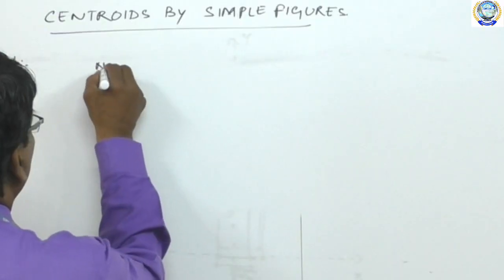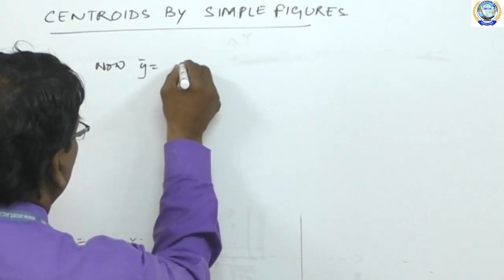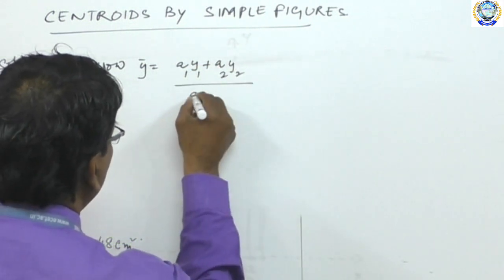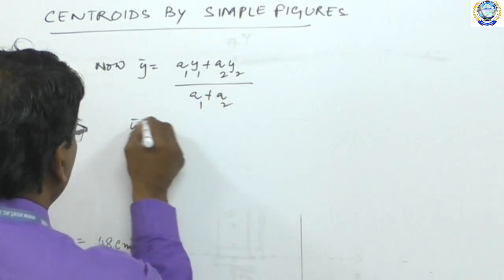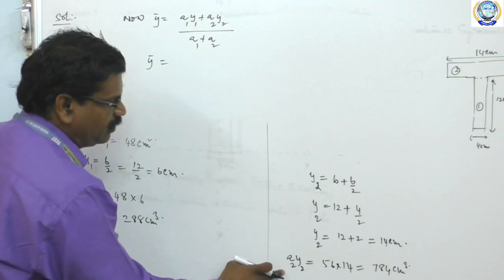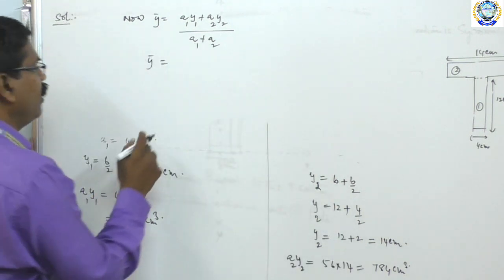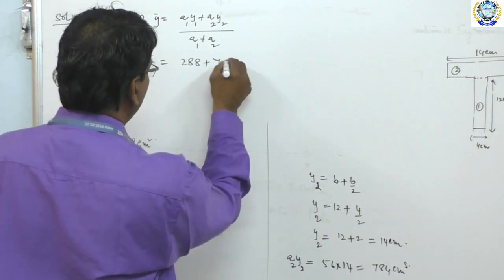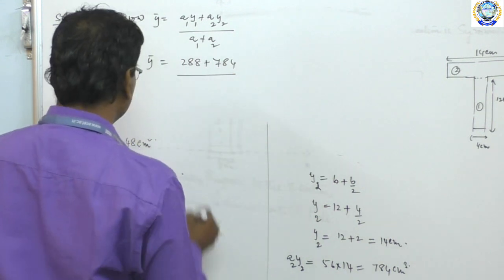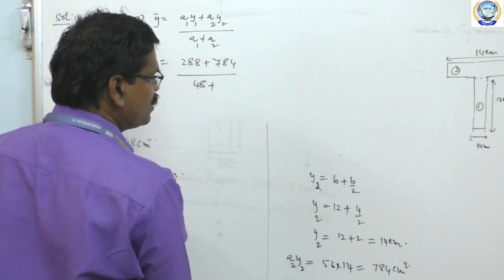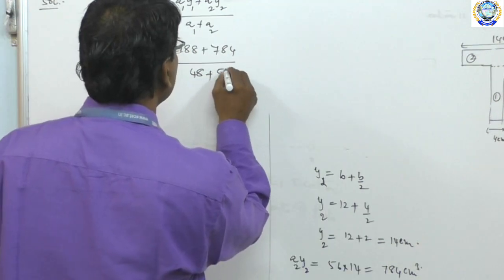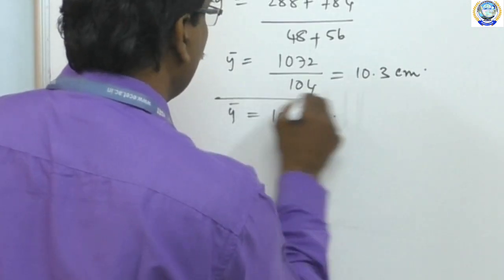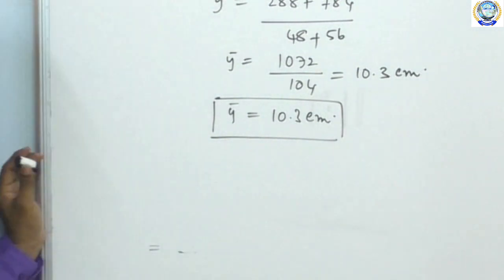Now, y bar is equal to A1 Y1 plus A2 Y2 by A1 plus A2. We have already calculated A1 Y1 and A2 Y2. Bring these two values and substitute in the above formula. We will get 288 plus 784 divided by A1, 48, plus A2. A2 is 56. Therefore, y bar is equal to 10.3 centimeters. This is the y coordinate of the given T section.